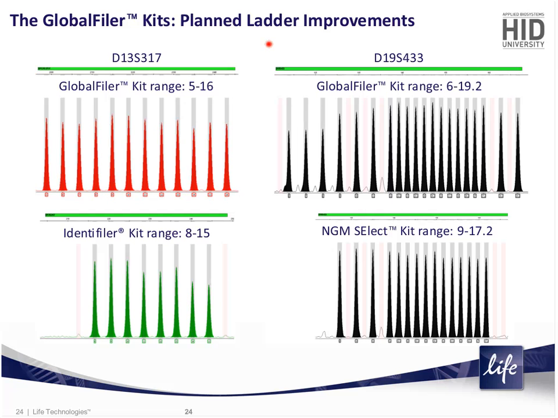So these are just two examples of the ladders which have been expanded in the GlobalFiler kit. The D13 ladder has been extended to both the bottom and the top compared to the Identifiler ladder, and the D19 ladder has been extended compared to the NGM Select kit range, again at both the bottom and the top, significantly increasing the number of alleles that can be genotyped. So those are just two examples.